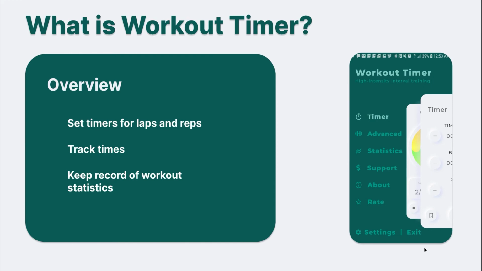So, what is the Workout Timer? It's a timer that allows you to set laps and reps for your workouts, track those times, and keep a record of your workout statistics and general fitness goals.